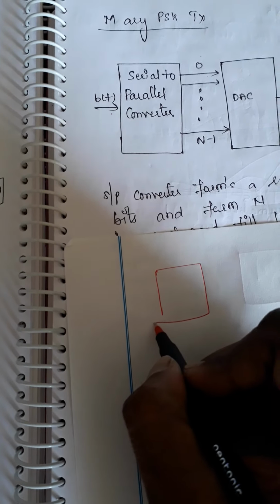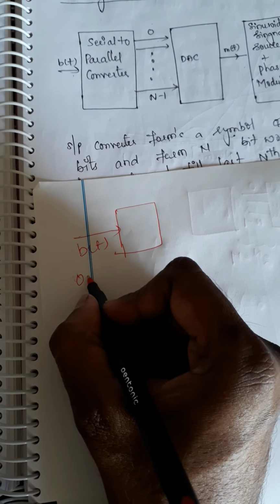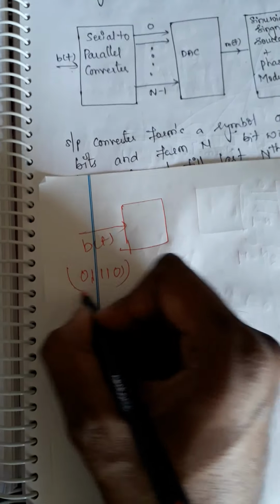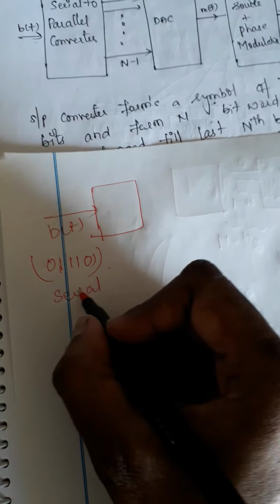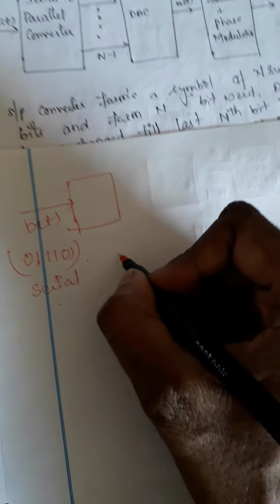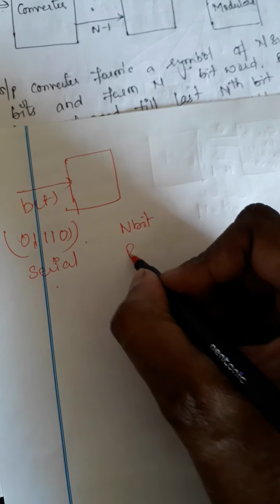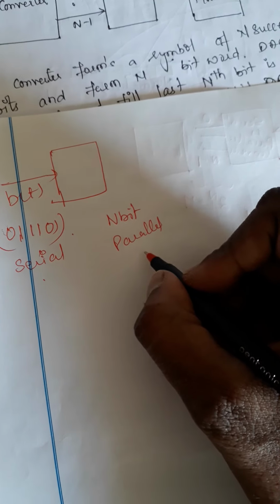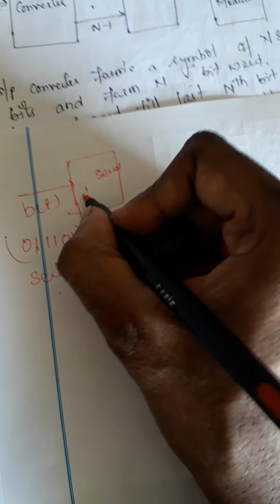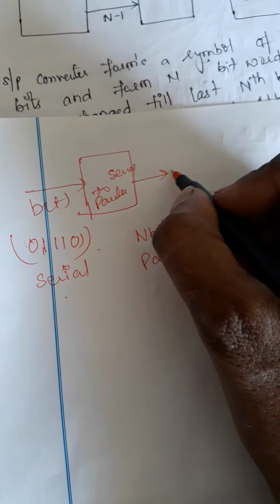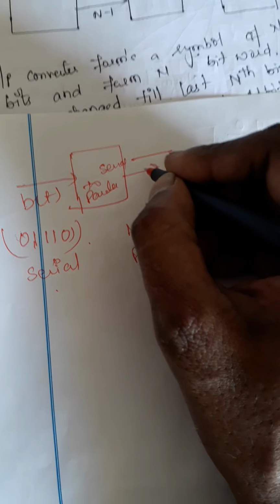So what is the first job here? The first job here is B of t. B of t is nothing but a combination of 0, 1, 1, 0, 1 binary numbers. This is nothing but the serial data. When the input comes, it is in the form of serial. But when I deal with n bits, it is parallel. So when it is parallel, I have to go for a serial to parallel converter.